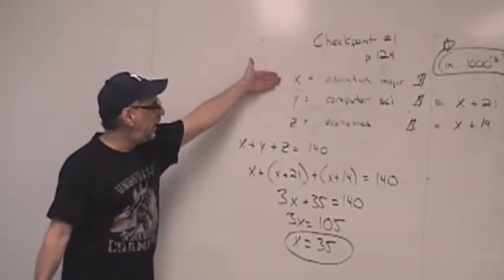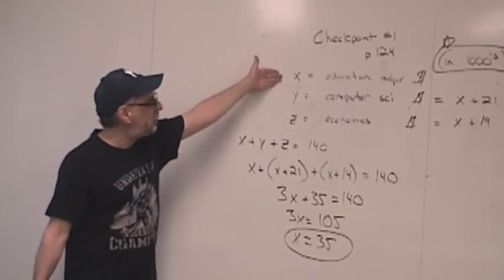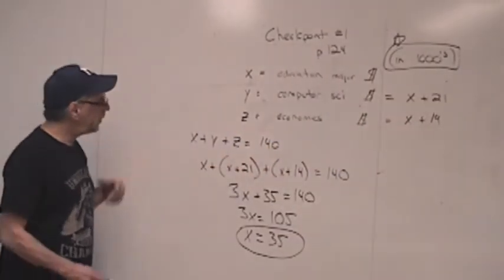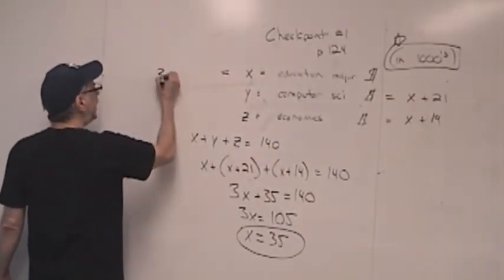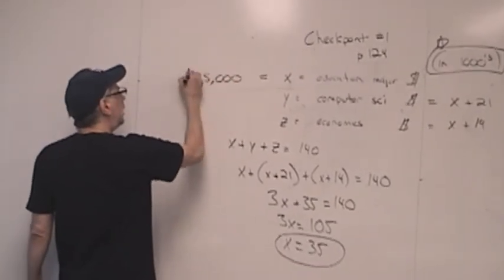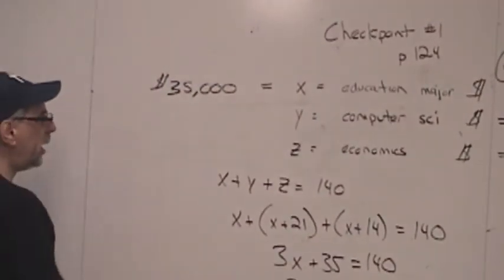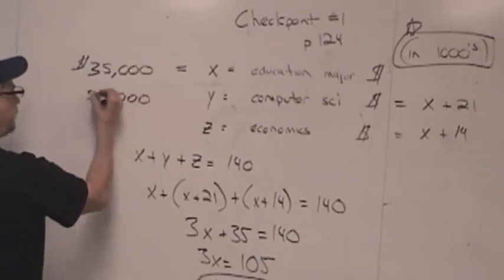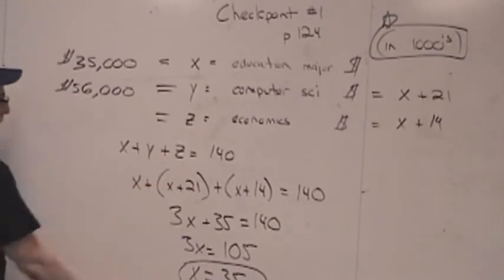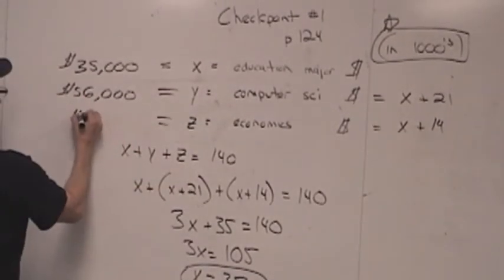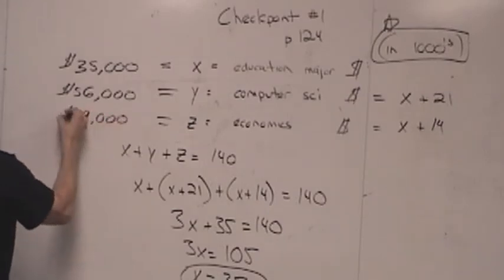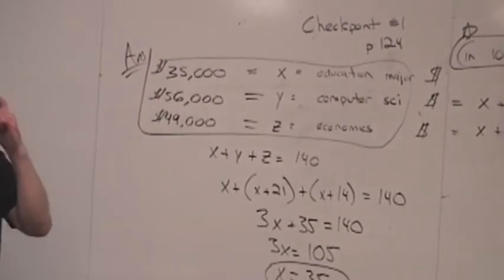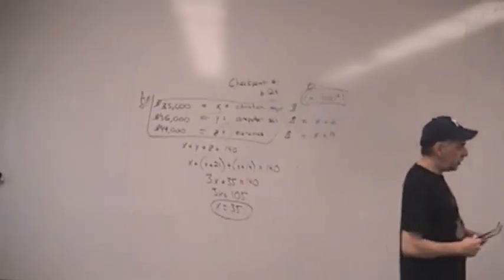So then, just finish the problem and label everything you were asked to find. We were asked to find the median starting salary of the education major, the computer science major, and the economics major, given this information and this information. So now finish it off and say the education major starting salary is $35,000. The computer science is 21 more than that, so $56,000. And the economics major, 14 more than the 35, so 49. All right, circle it, label it. That's how we want to see these types of questions done.